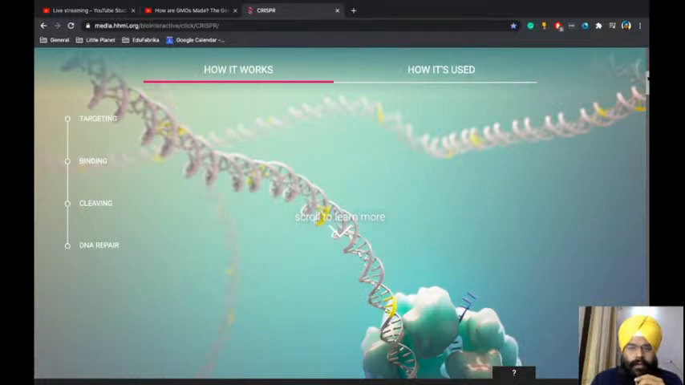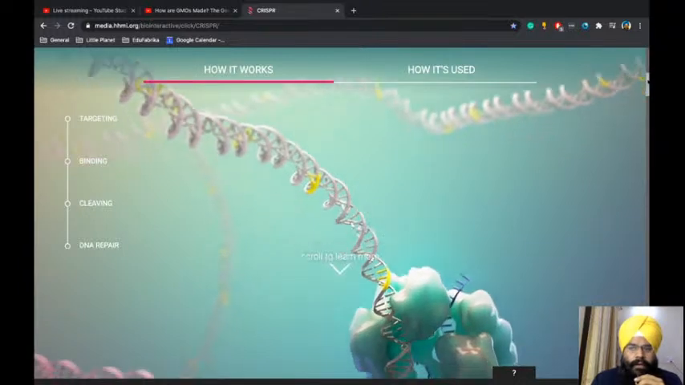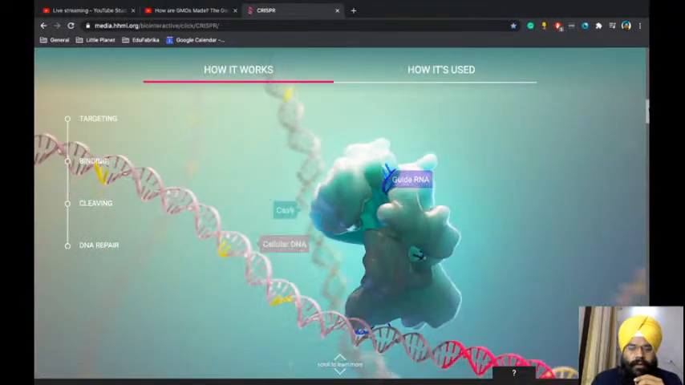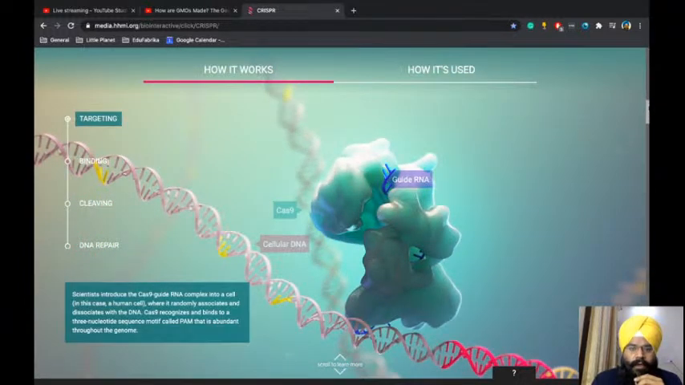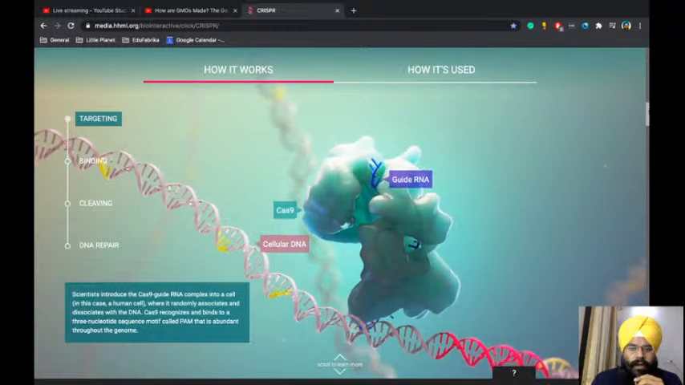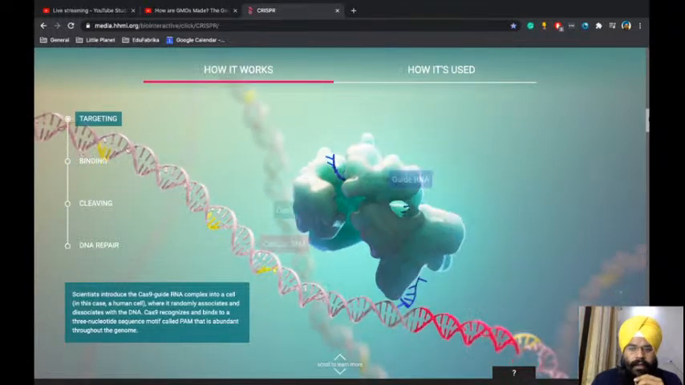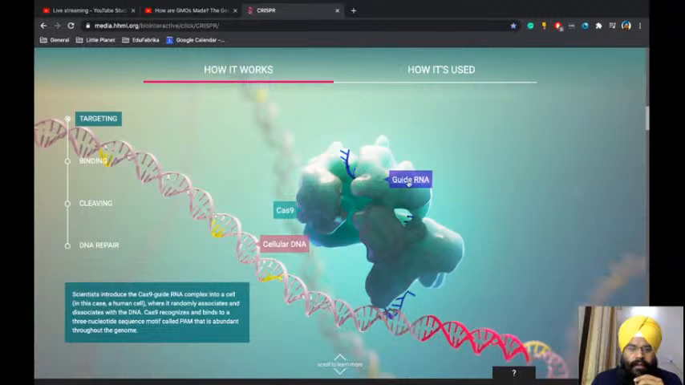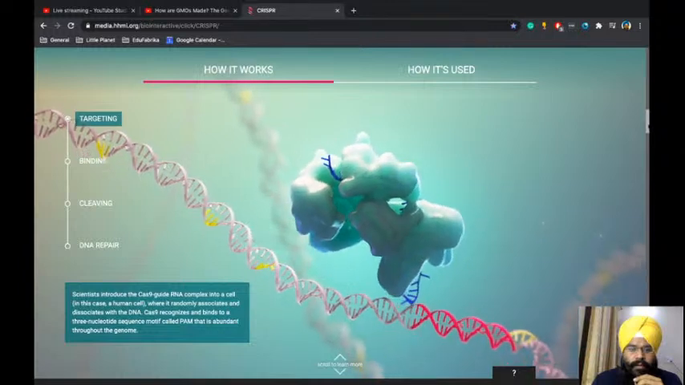So students, please go read through this. This is your CRISPR-Cas9 protein. This is your cellular DNA, and this is your guide RNA. Here's your guide RNA, Cas9, and cellular DNA. So we have induced these into the system.